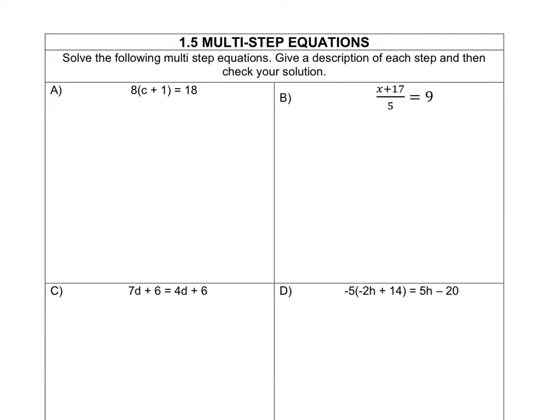I've got 8 times (C plus 1) equals 18. And we could distribute out this 8 and that would be perfectly fine. But you can actually save yourself some time and just divide by 8, because I'm multiplying 8 times this whole parenthesis. I can divide each side by 8, because I would get 8 divided by 8, which is just 1. So I would get C plus 1 equals 18 divided by 8, which is 2.25. So our first step was we divide by 8.